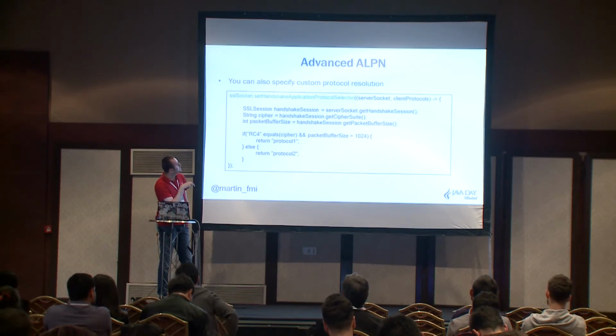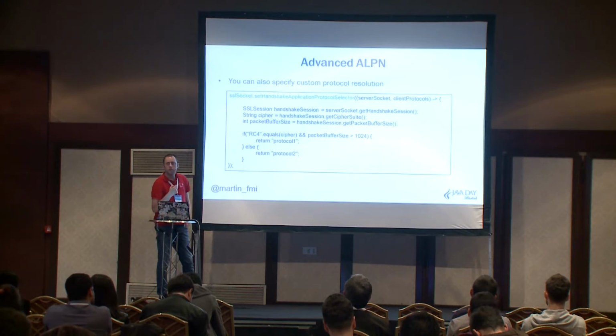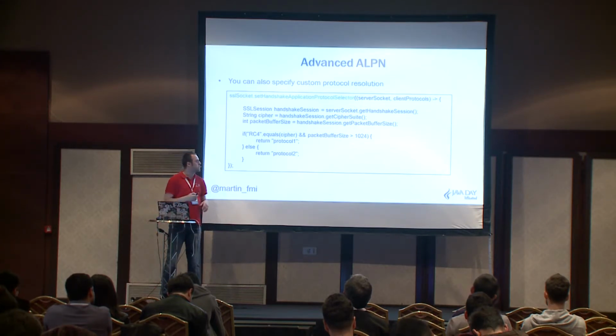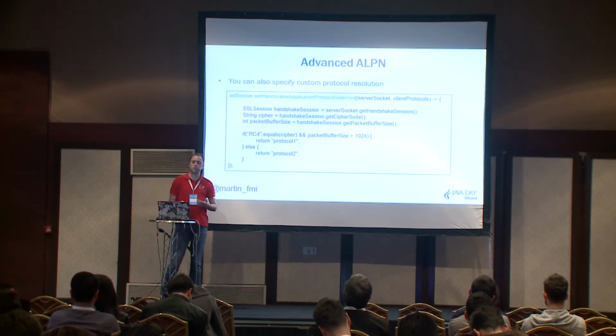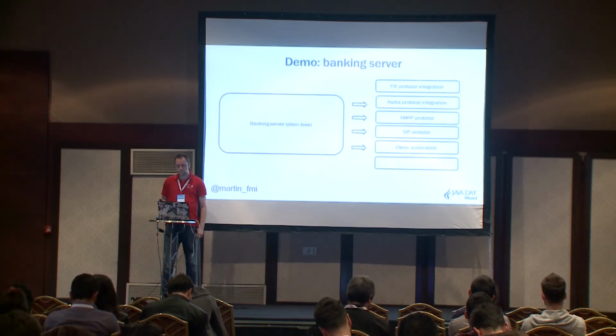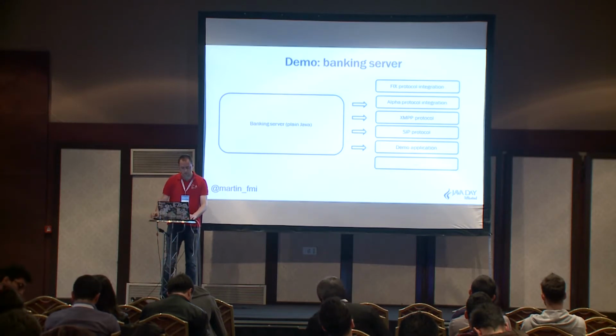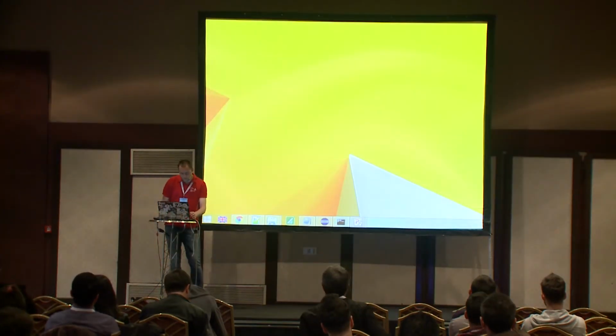In this particular example, we get the current SSL session from the server socket, we get the negotiated cryptographic cipher, and we get the current packet buffer size negotiated between the client and the server. If the cryptographic cipher is RC4 and the packet buffer size is bigger than 1024 bytes, then we return protocol 1, otherwise we return protocol 2. As you can see, this is a more flexible way to negotiate the application protocol between the client and the server. Now let's see a brief demo of these things.